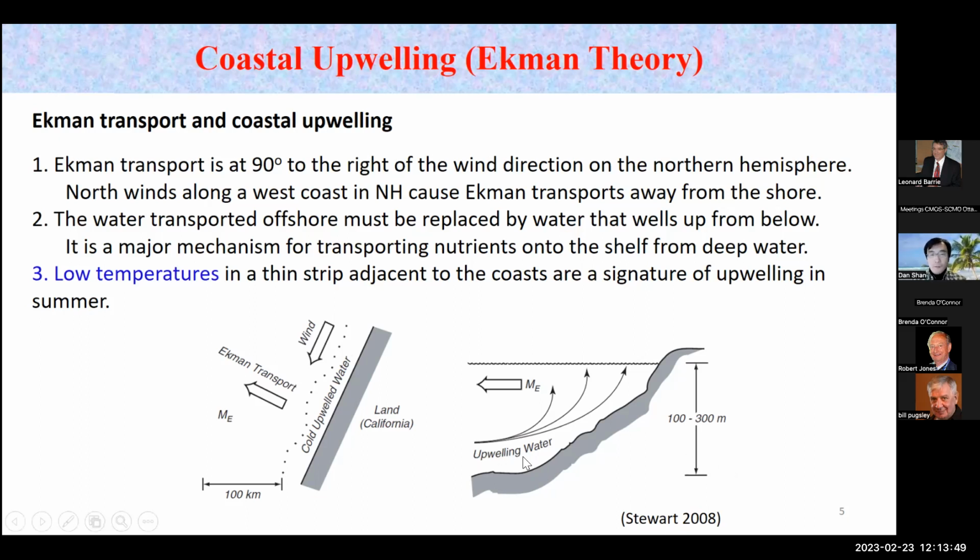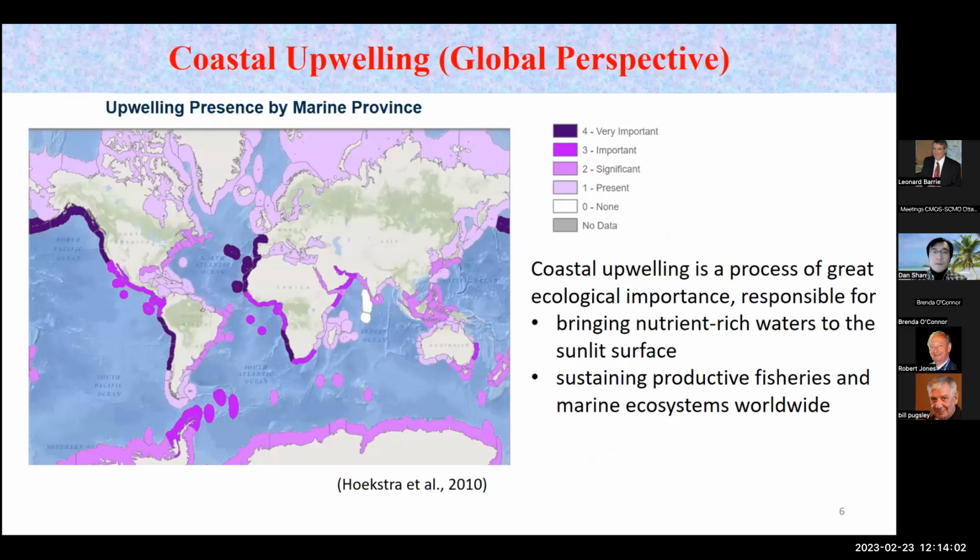This water moving up from the deeper layer to the surface layer is also a major mechanism for transporting nutrients onto the shelf from deeper water. This is a global map, giving you a global perspective of the upwelling along the coast. This process is of great ecological importance. It's responsible for bringing nutrient-rich water to the surface. It's also sustaining productive fisheries and marine ecosystems worldwide.